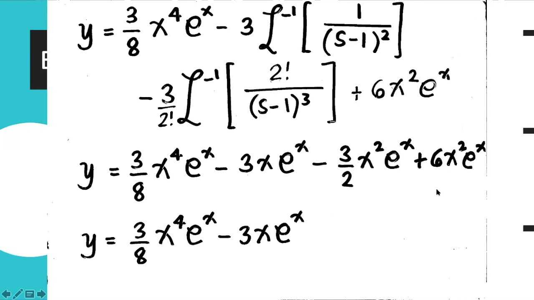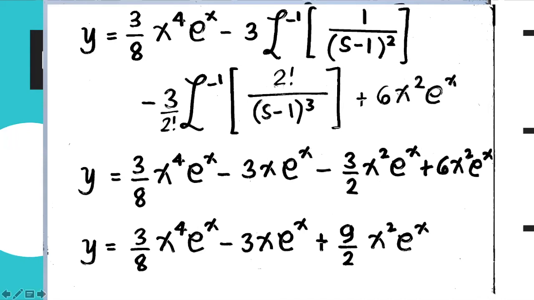So the answer is, you copy the first two terms, they are distinct. And the last term will combine these two terms, minus 3 halves plus 6. So you have positive 9 over 2 x squared e raised to x. So this is now your final answer. Okay, this is our final answer.